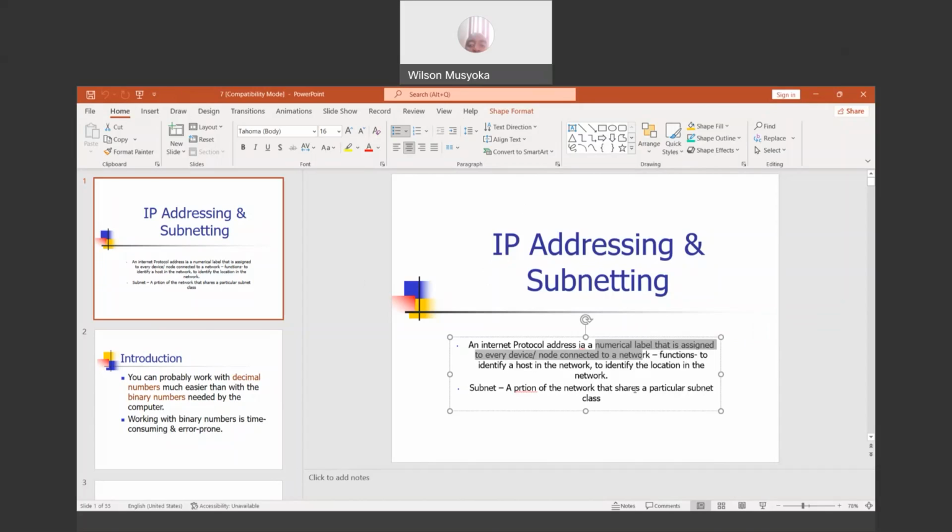And this is for unique identification of this device or that host in the network, so that you can identify the location of the device in the network as well as uniquely identify that device or that host on the network. And then after assigning those IP addresses, there is also an activity which is called subnetting, whereby a portion of the network that shares a particular subnet of that class of IP addresses.